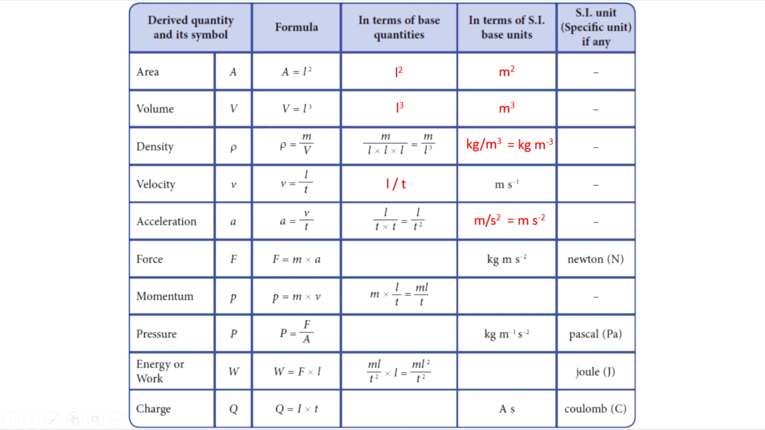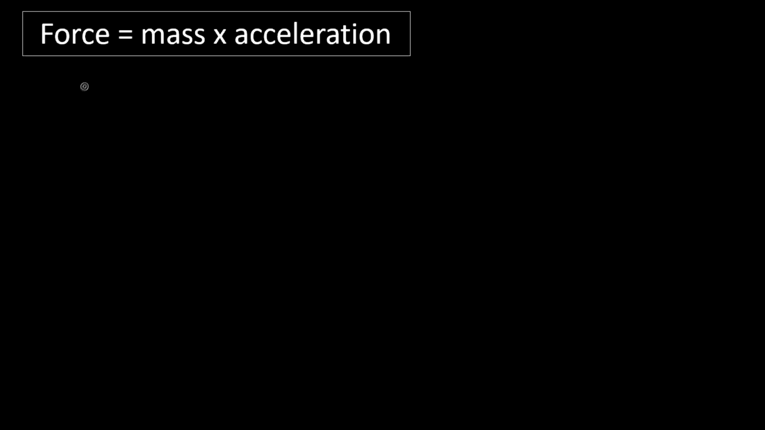Okay, force equals mass times acceleration, momentum is mass times velocity, pressure is force over area, energy is force times displacement, work is force times displacement. Alright, and then charge will be current times time. Alright, the formula for force is mass times acceleration. So now I'm using the symbol F equals mass times acceleration.